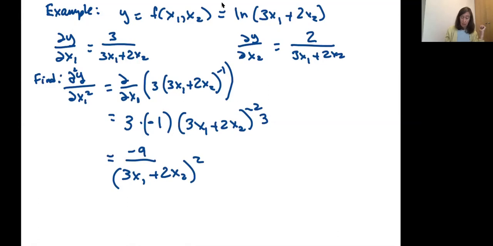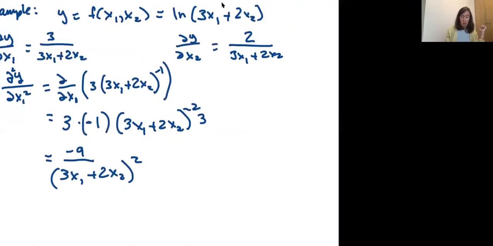And let's go to another page here, maybe copying over the critical information here. That's not part of the critical information. Y equals log 3x1 plus 2x2.